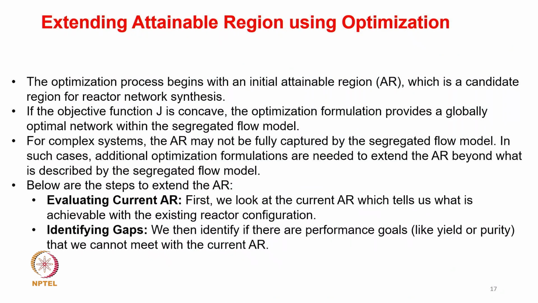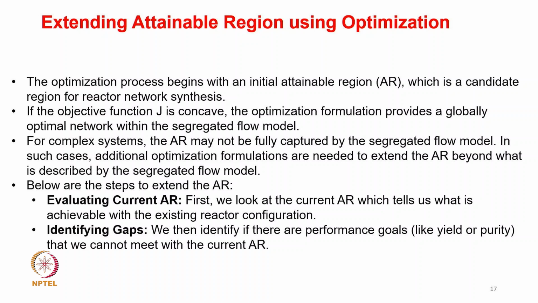So now let's move on to how we extend this in computing the attainable region. The attainable region can also be found by means of optimization. In that, the optimization process begins with an initial attainable region, which we have initially found possibly by means of geometric methods as before, and that is a candidate region for the larger synthesis.